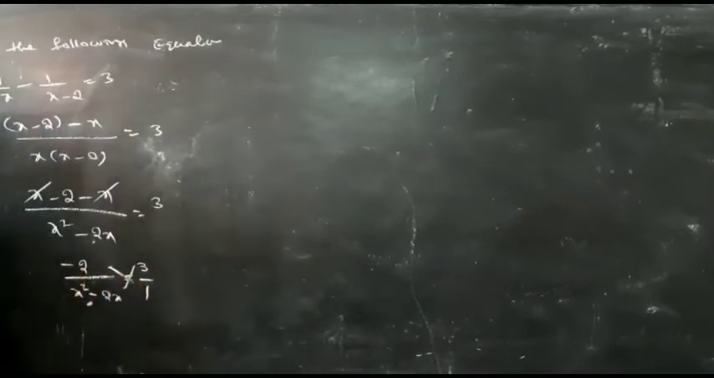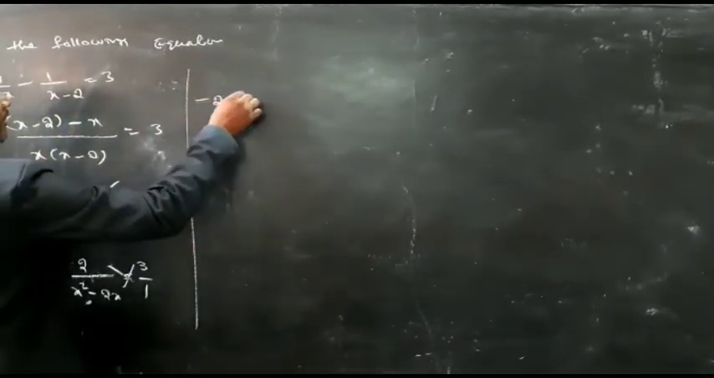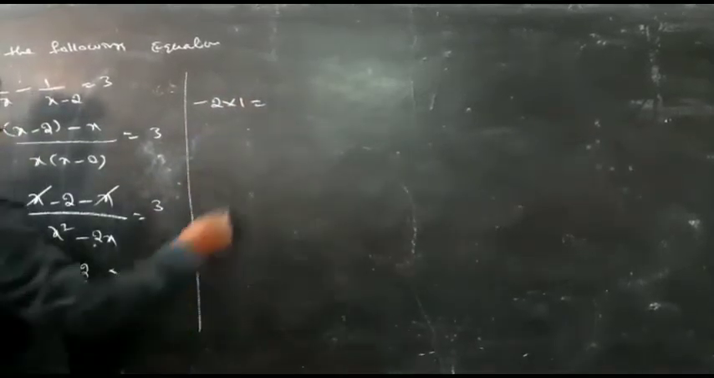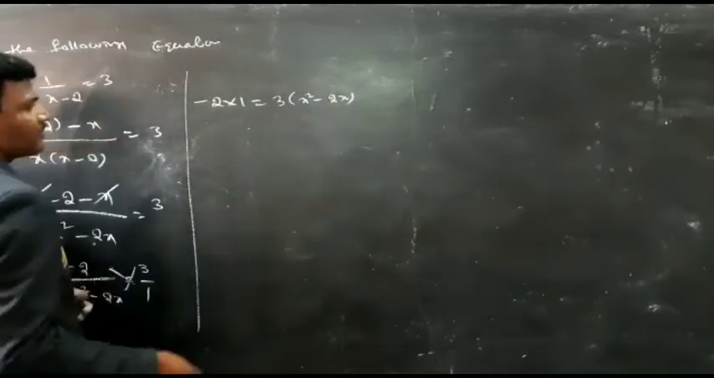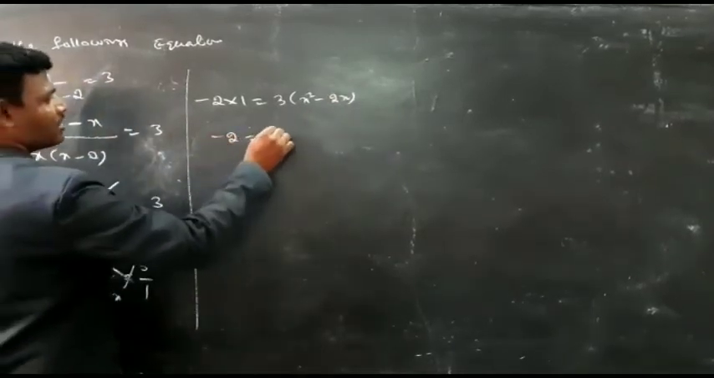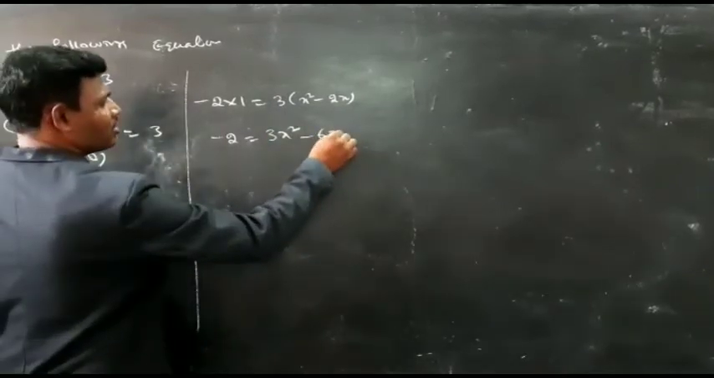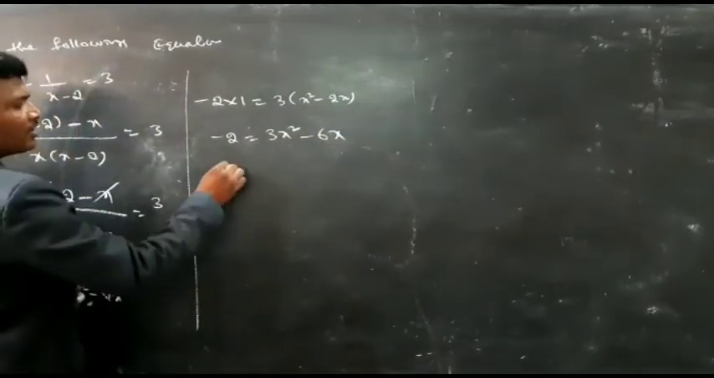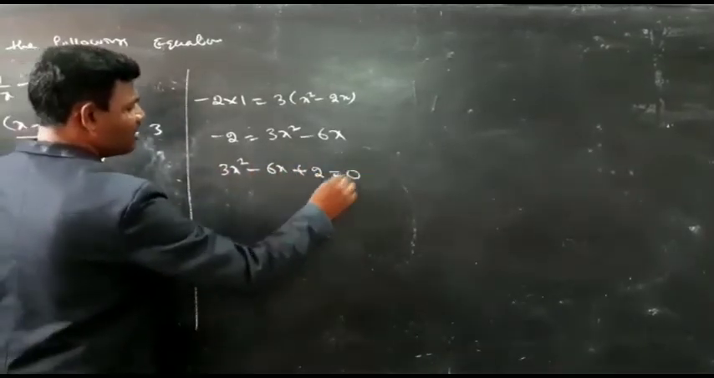Now I am doing cross multiplication. So from the cross multiplication, what do we get? Minus 2 into 1 is equal to 3 into (x square minus 2x). So minus 2 is equal to 3x square minus 6x. So 3x square minus 6x plus 2 is equal to 0.